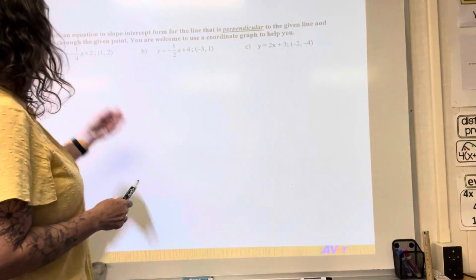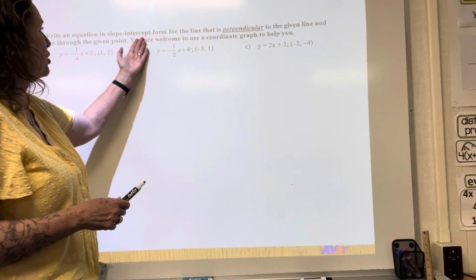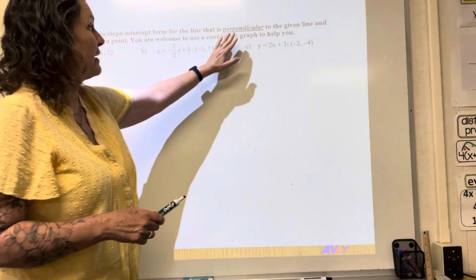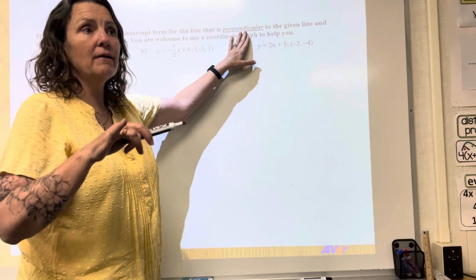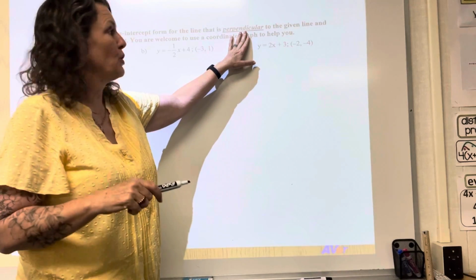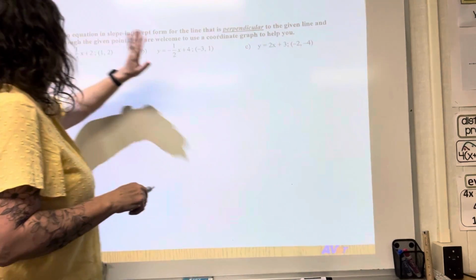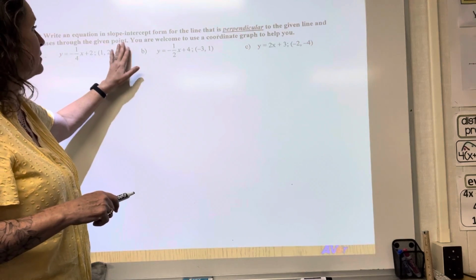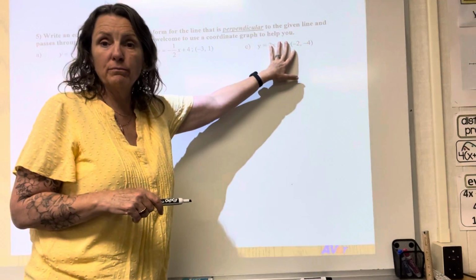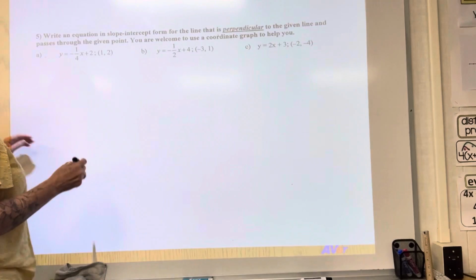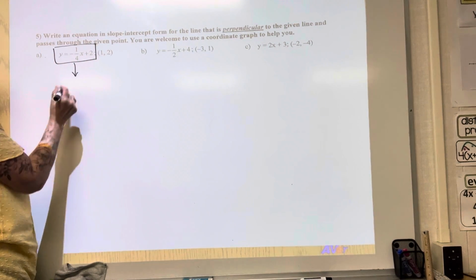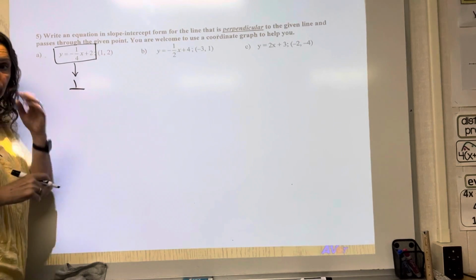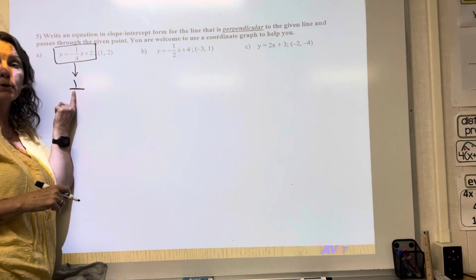Let's take a look. The directions say write an equation in slope-intercept form for the line that is perpendicular. Perpendicular lines have opposite reciprocal slopes, to the given line and pass through the given point. You're welcome to use a coordinate graph to help you. Let's look at this first one. So I have a line right here, and they're telling me that I'm going to be perpendicular to it. Remember, this is the symbol for perpendicular.